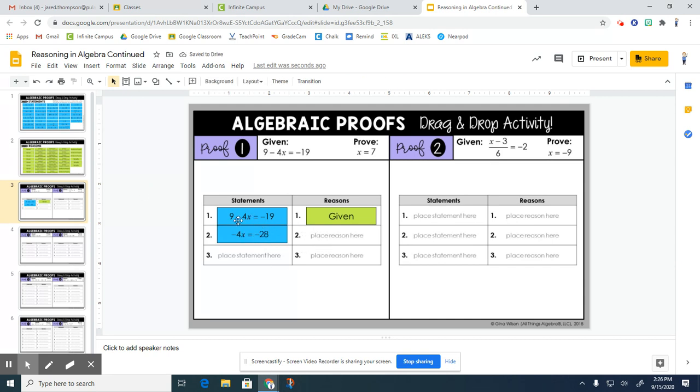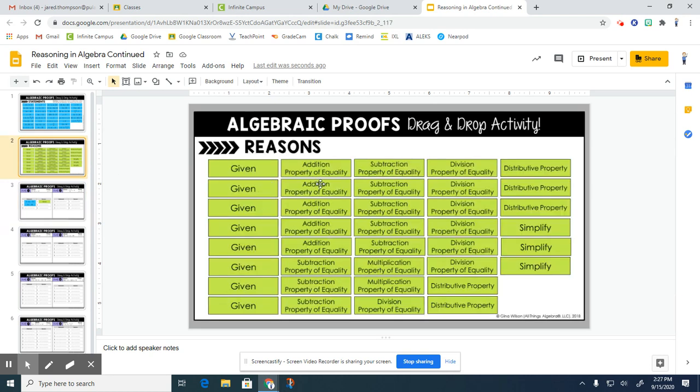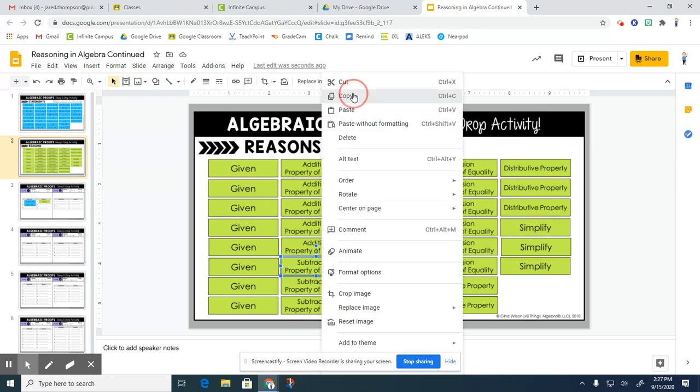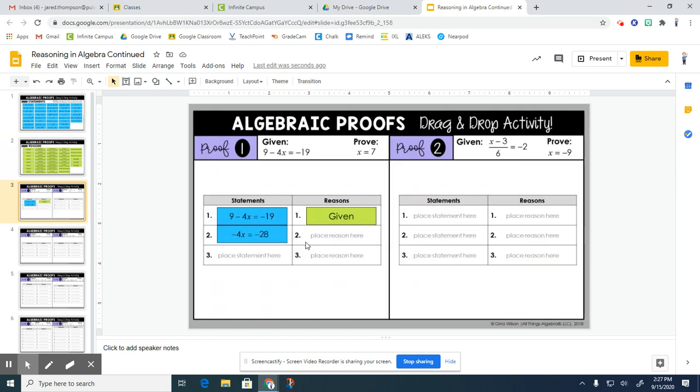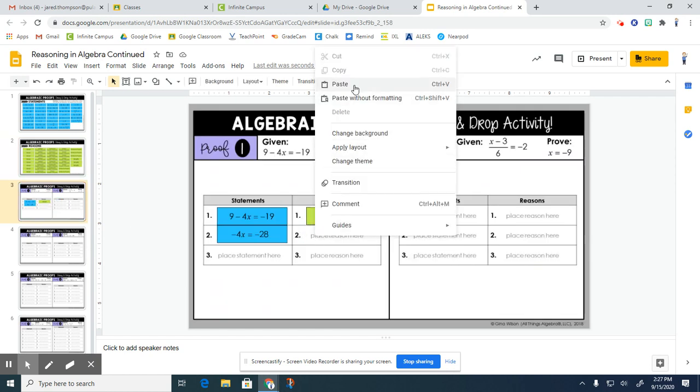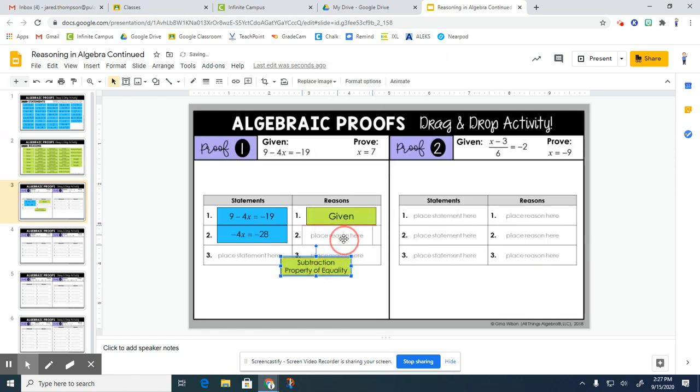Now, what was our reason going from here to here? Well, we subtracted 9. So that's going to be the subtraction property of equality. We look for one of those. Here's one, the subtraction property. So we right-click and copy, go back to the proof, right-click, paste, and stick it in.